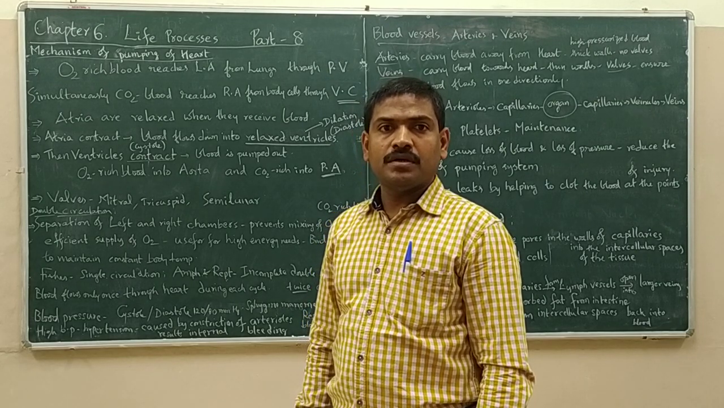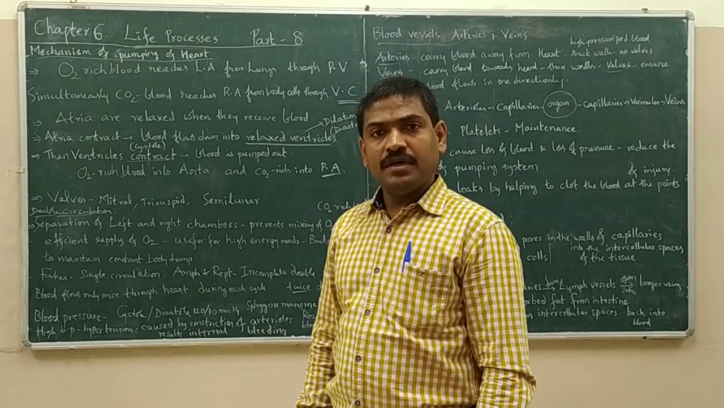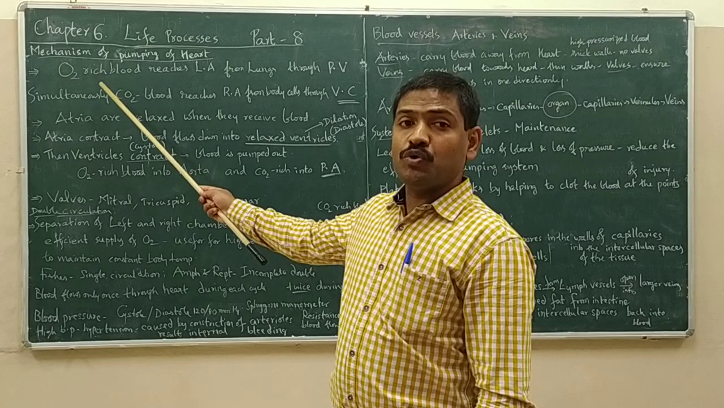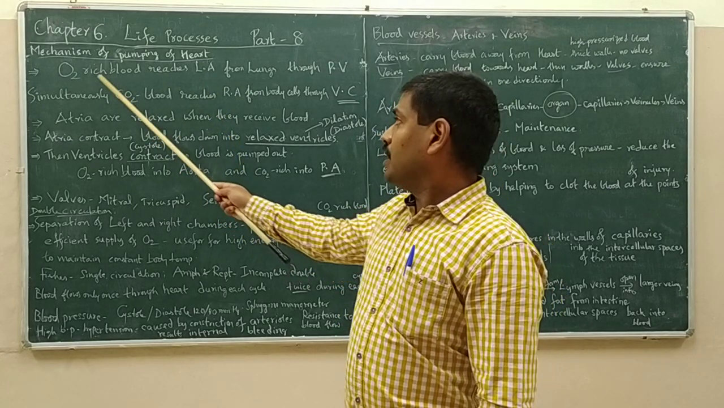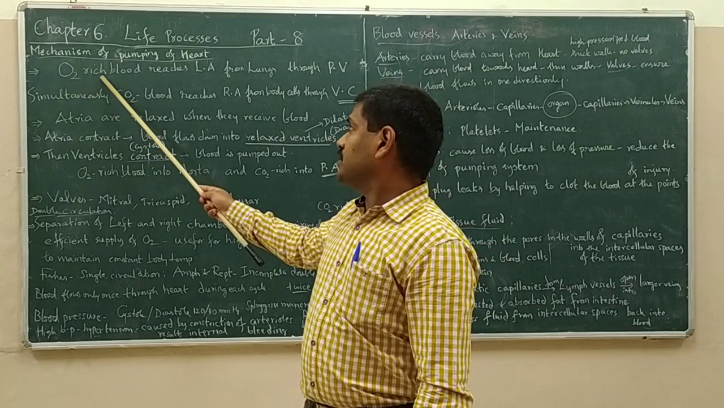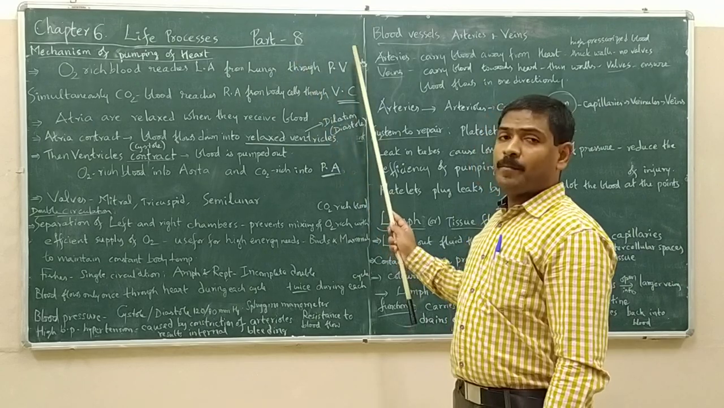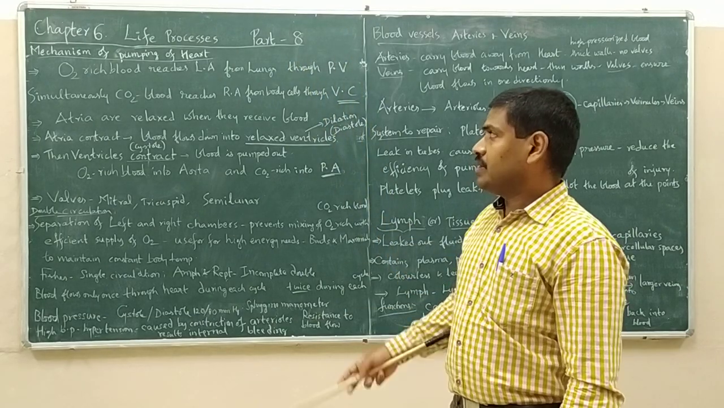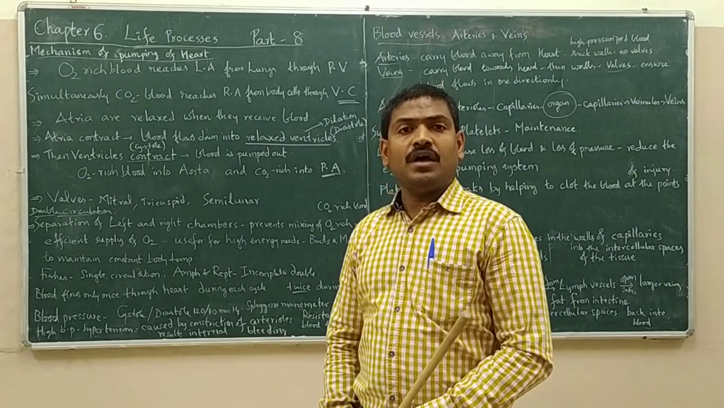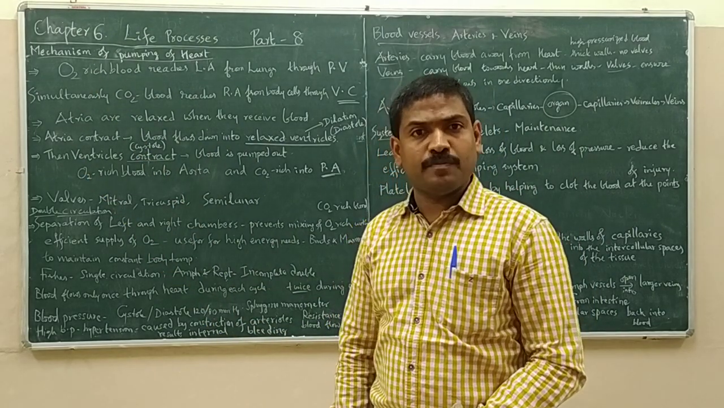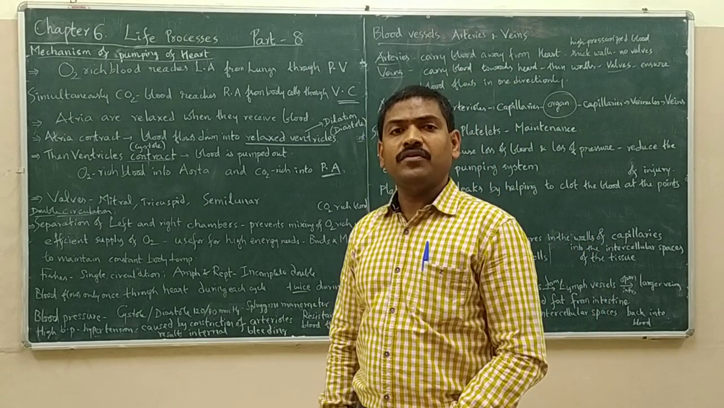In these chambers, the left atrium receives the O2 rich, oxygen rich blood from lungs through pulmonary veins.